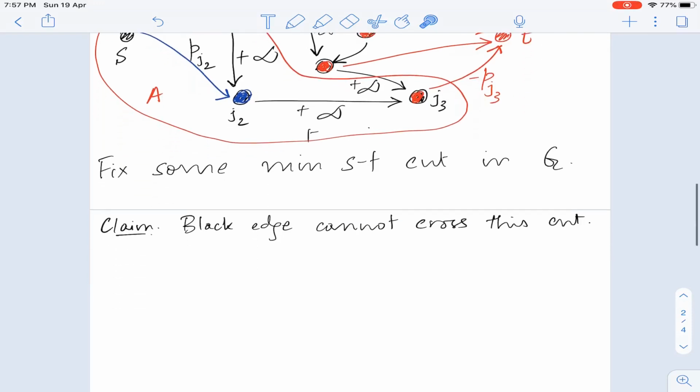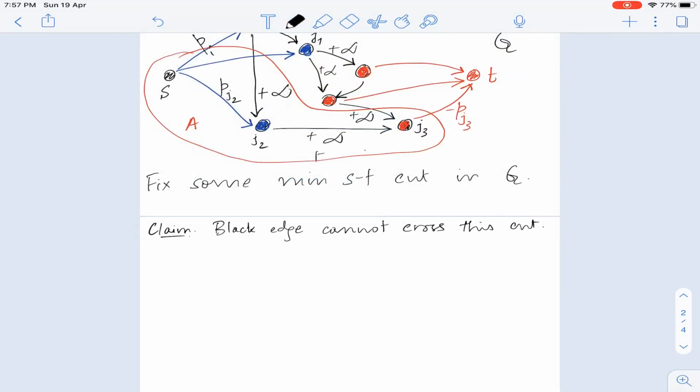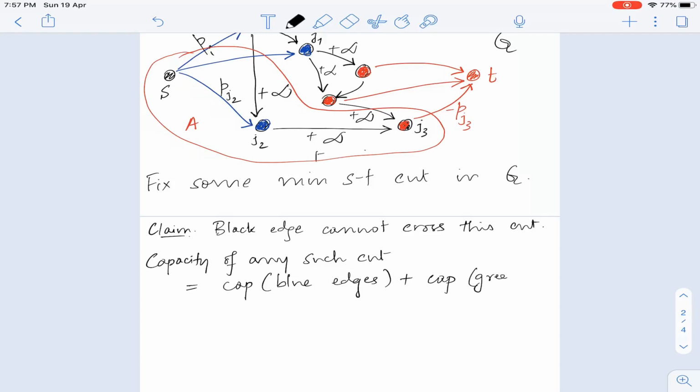Okay, so now what is the capacity of such a cut then? So the capacity of any such cut should then just be equal to the capacity of blue edges plus the capacity of red edges. I'm so sorry, red edges.